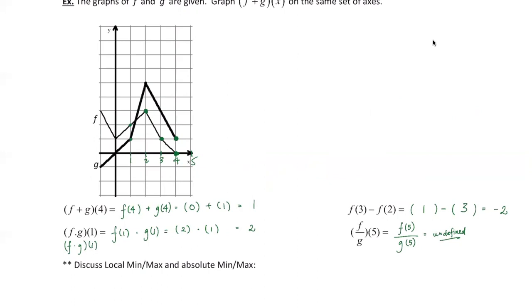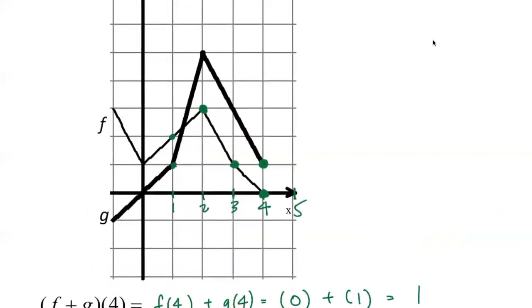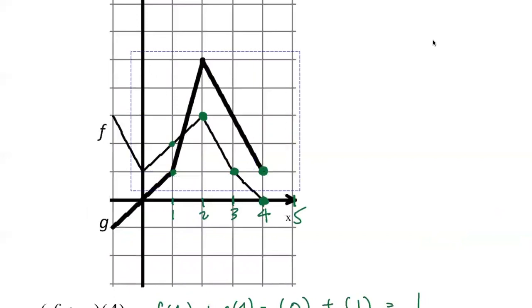Now, let's go ahead and talk about the local minimum and local maximum and absolute minimum and absolute maximum. When we look at a graph, we will let you know where the highest point and the lowest point are. As you can see from the graph right here, sometimes it goes up and sometimes it goes down. Let me clear up the dots right here so that we can see a little better.